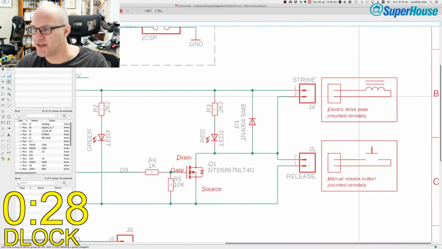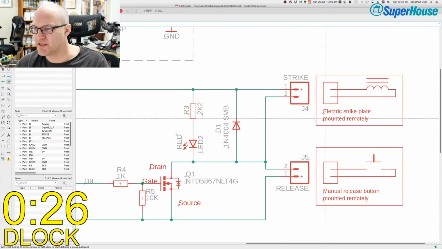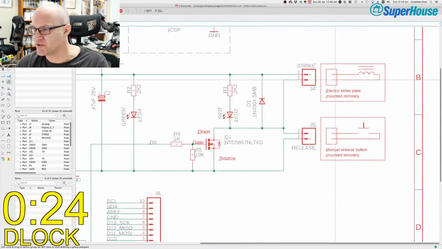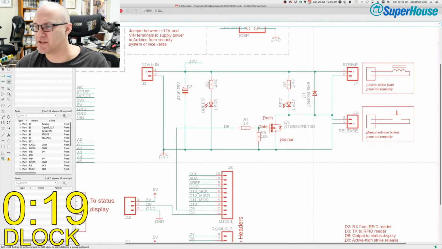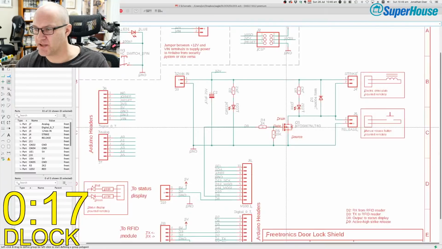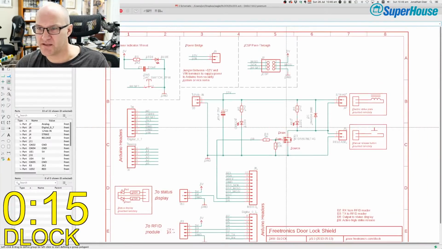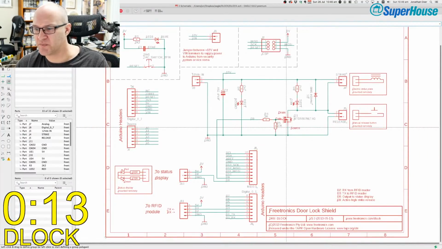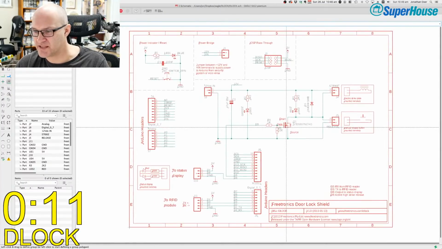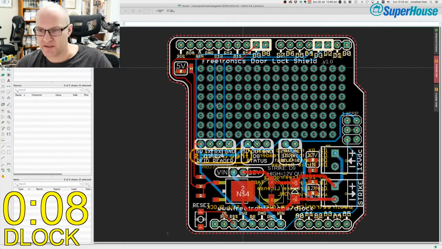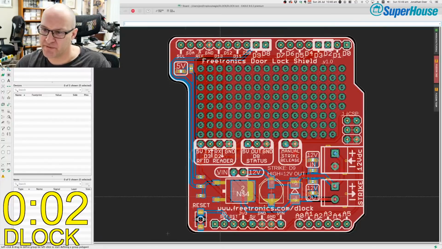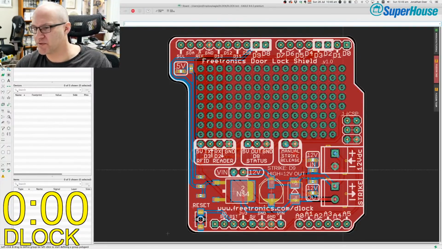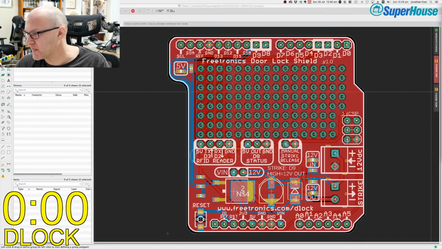It's got an output here to control a door strike so that it can release a door lock. There is a manual button for like an emergency egress button on the inside of a door, controlled by this FET, and it's an Arduino Shield format. So this would plug into something like a Freetronics Ether 10 to provide Ethernet control of a door lock, and you plug in the RFID reader so that it can read from the RFID reader, decide if you're authorized, and then unlock the door.